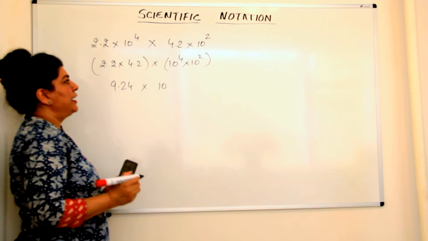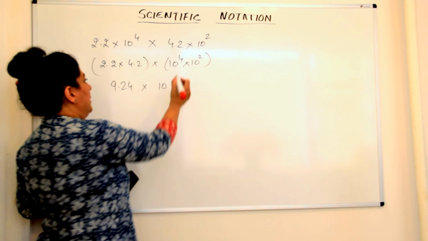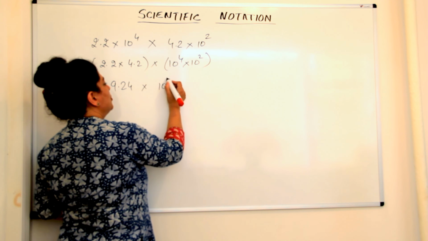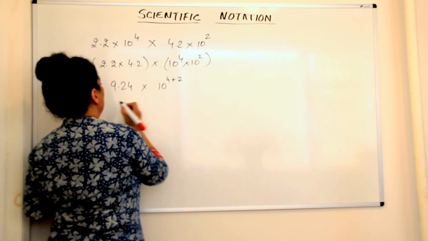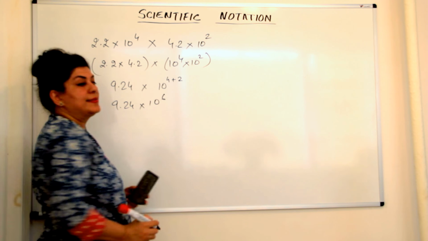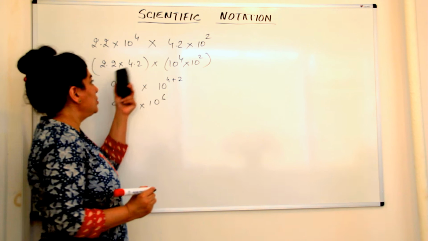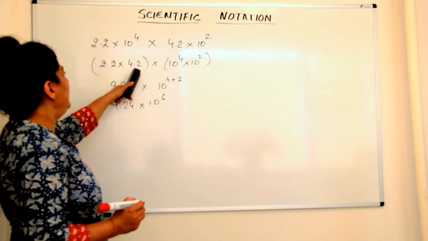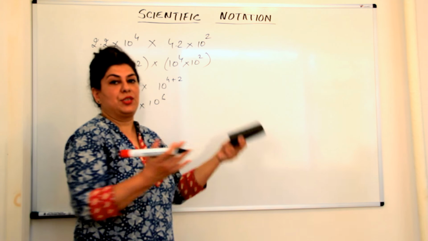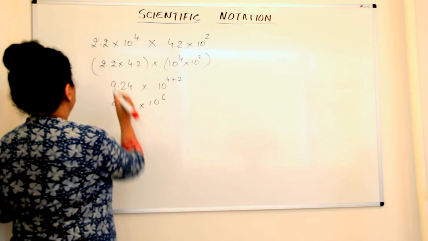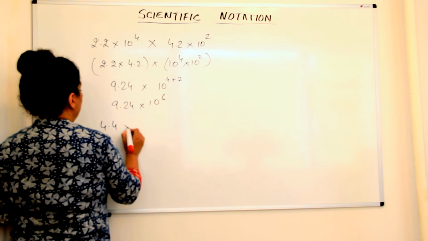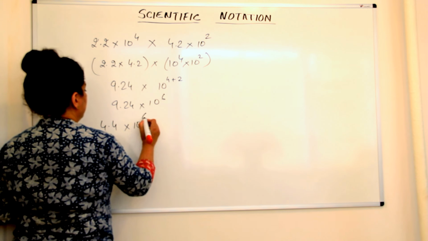When you have exponents to the power of 10, whatever the powers are, and they are being multiplied, you add the powers. So this becomes 4 plus 2. So this is 9.24 into 10 to the power 6. Alright, so this is what we do when we multiply. We multiply the numerical part and the exponential parts are added. The exponents are added.